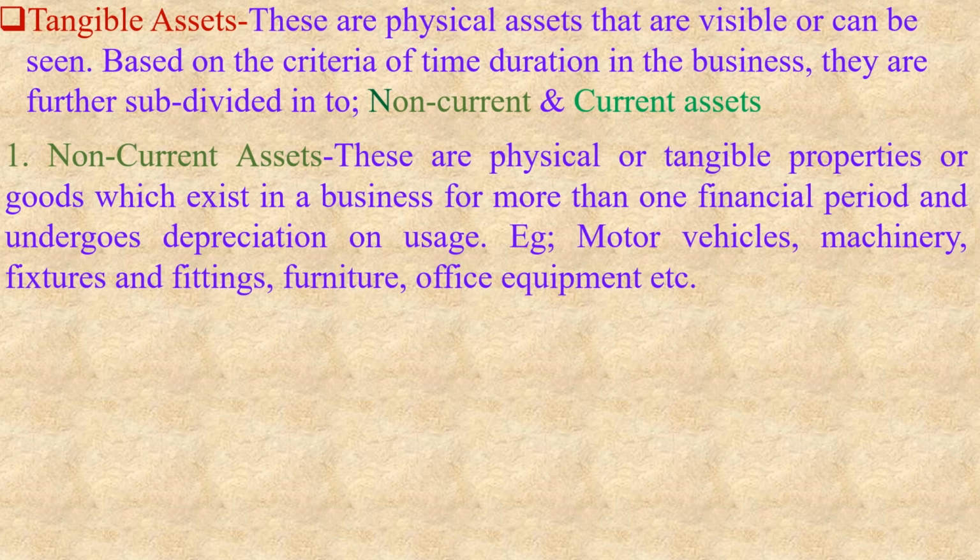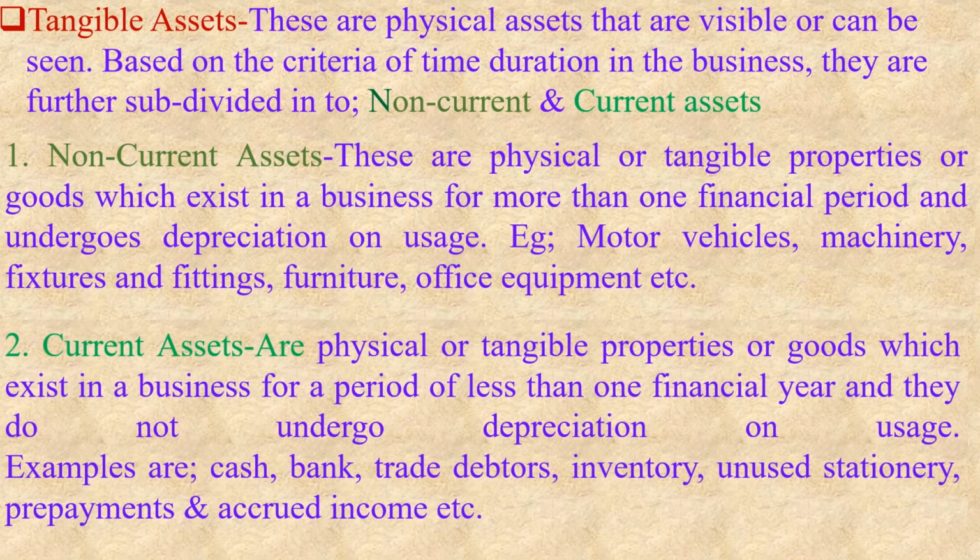Now, non-current assets are physical or tangible properties or goods which exist in a business for more than one financial period and normally undergo depreciation on usage. A good example of these assets are motor vehicles, machinery, fixtures and fittings, furniture, office equipment, just to mention but a few. The next one is current assets.